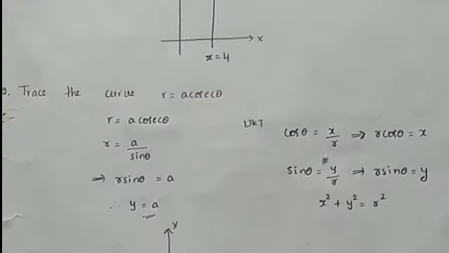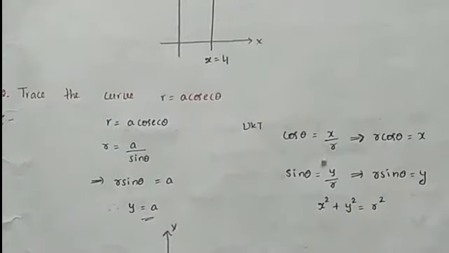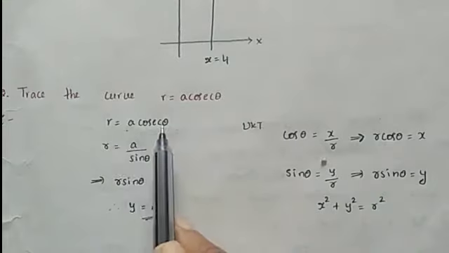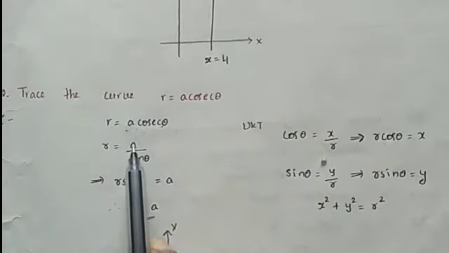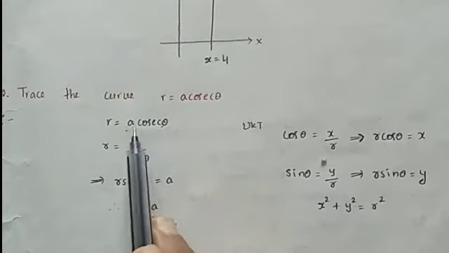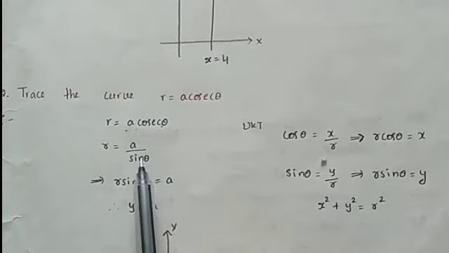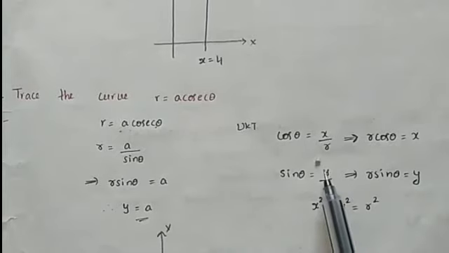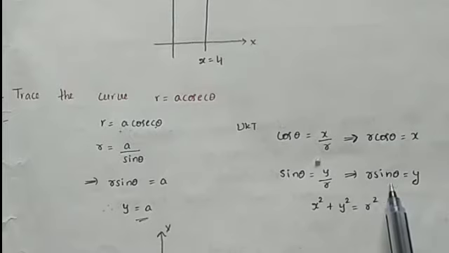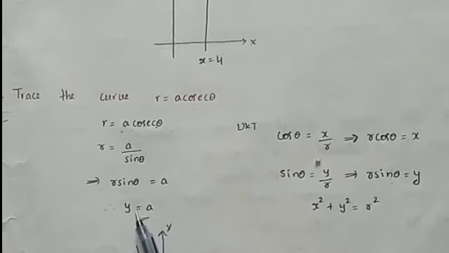The next is to trace the curve r is equal to a cosecant theta. This is the given equation of the curve, r is equal to a cosecant theta. R is equal to a by sin theta, since cosecant theta is 1 by sin theta. Then you take the cross multiplication, you get r sin theta is equal to a. The r sin theta value is y, because look here, sin theta is equal to y by r. So r sin theta is equal to y, so y is equal to a.